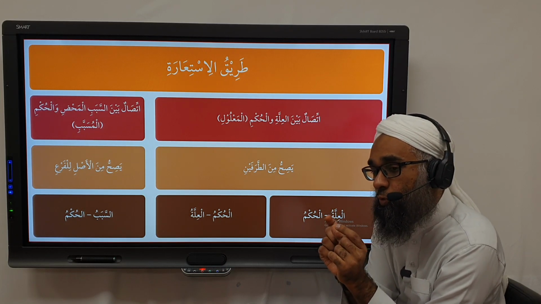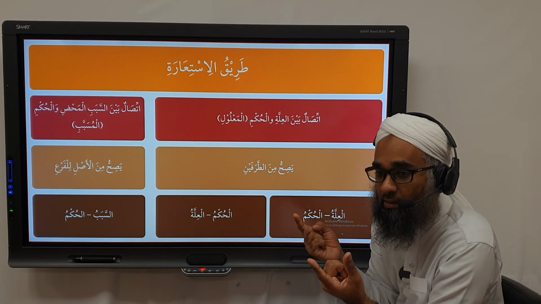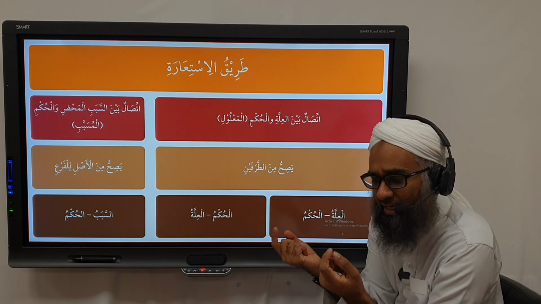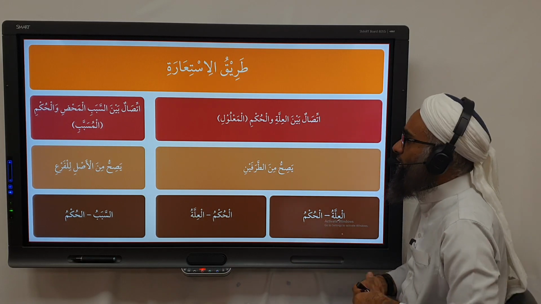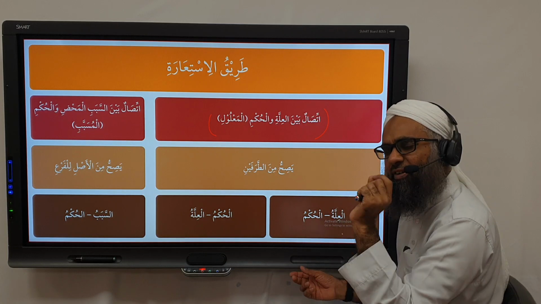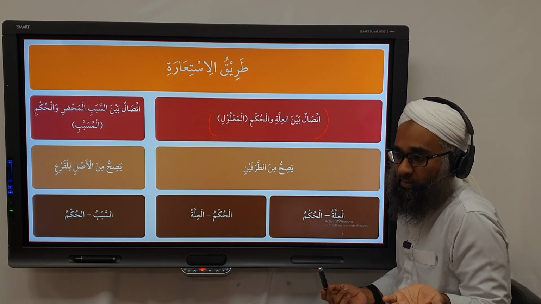So you can mention the illa and say the majaz meaning is the hukm. You can mention the hukm and say the majaz meaning is the illa. Both ways, because they're very strongly, closely linked. So yasihhu tarafain. When you have an ittisal bayna al-illati wal hukm, it'll become very clear in the example. Just get this in mind. Maybe the example should come first.